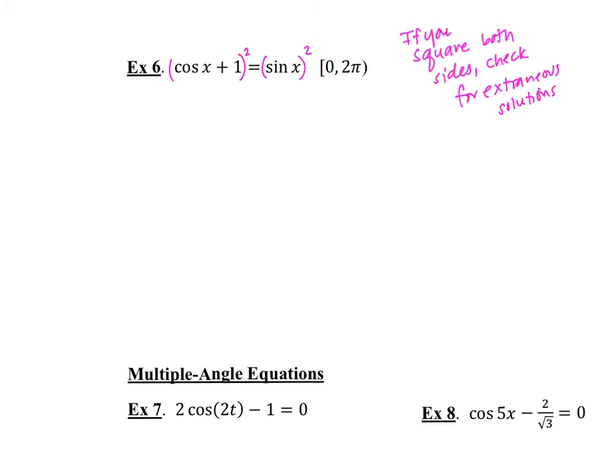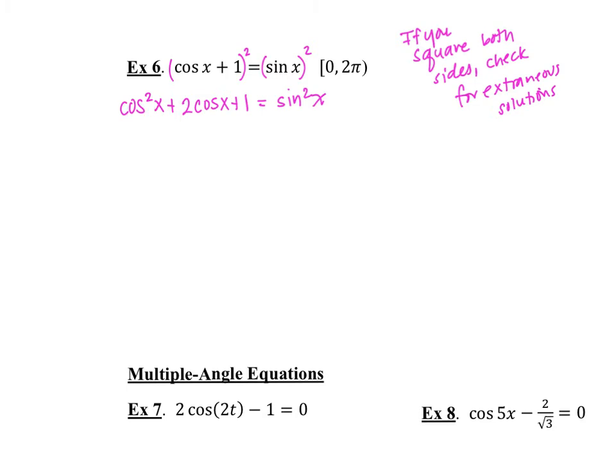Okay, now if I do cosine x plus 1 times cosine x plus 1, make sure you distribute it all out. Cosine squared x plus cosine x is 2 cosine x plus 1 equals sine squared x. Okay, now you might think, well, this does not look much better. But because there's squareds in it now, I can make a substitution. It's just a matter of which one.